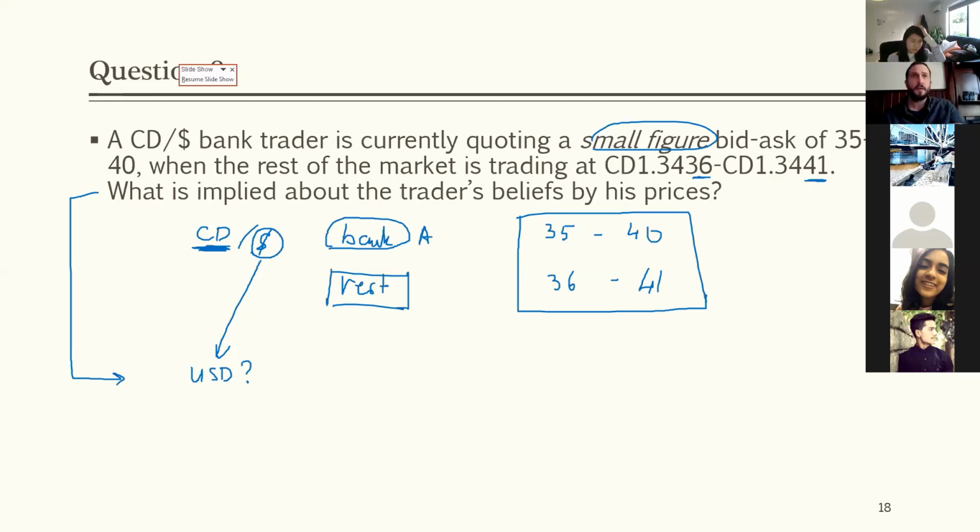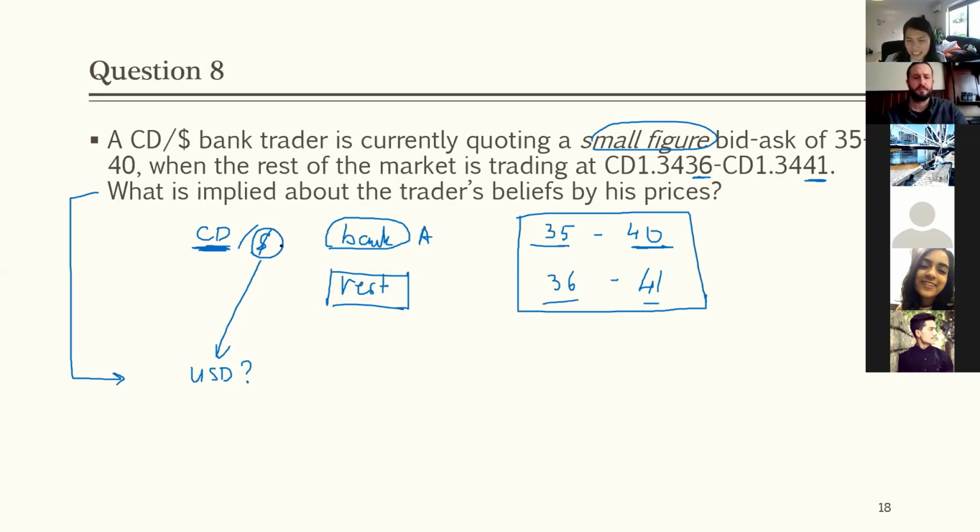It thinks it will depreciate. Which currency? Canadian dollar. Why is that the case? So the bank is quoting a lower price, 1.3435. I think that's a lower price, so it means they're expecting the Canadian dollar to depreciate. So these are the prices for the USD. Okay. So you were right in the first part, but you mixed up the currency, I think.